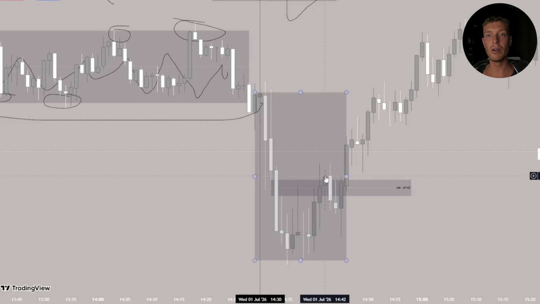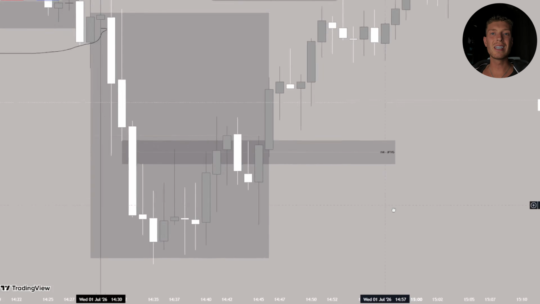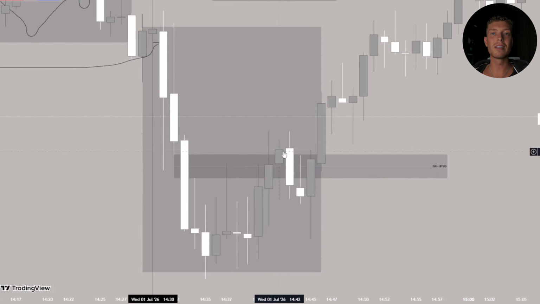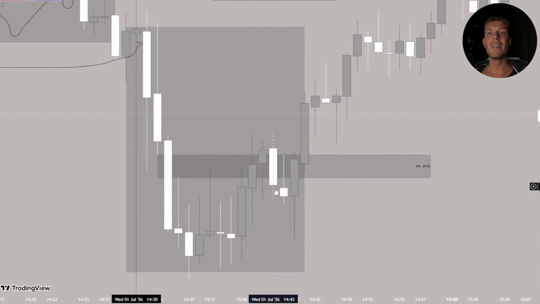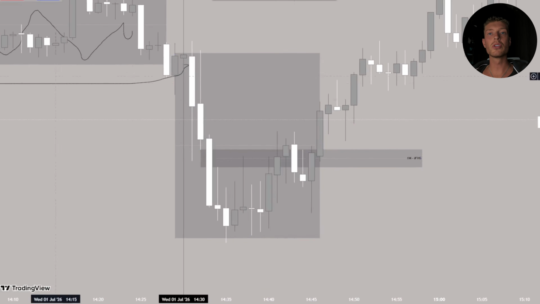Now, I faded this very first entry. For me, this candle just wasn't enough. If I zoom in here, you can see that we made a bigger wick than we did body, so I wanted more confirmation. I waited for a retrace and then an actual push out just to really show that we were going to the upside. So you could have entered on this candle, but it was a little bit more risky. So I waited for actual confirmation, which was this candle right here.